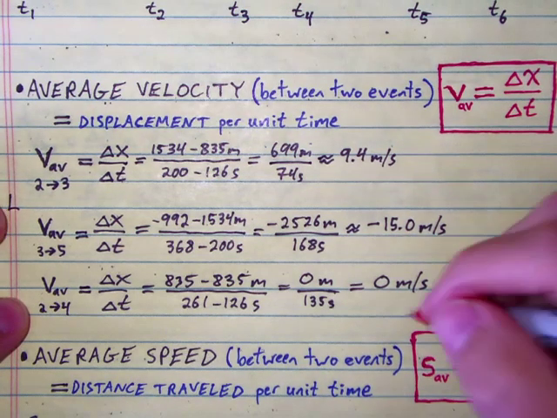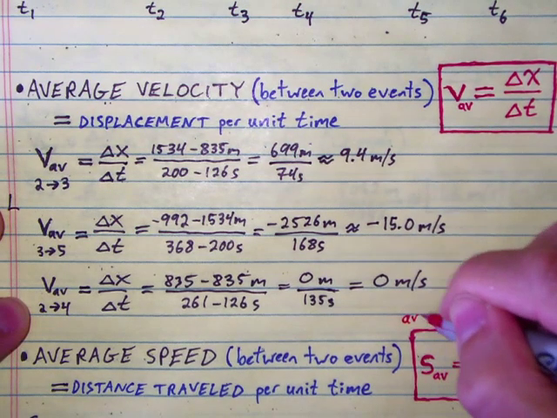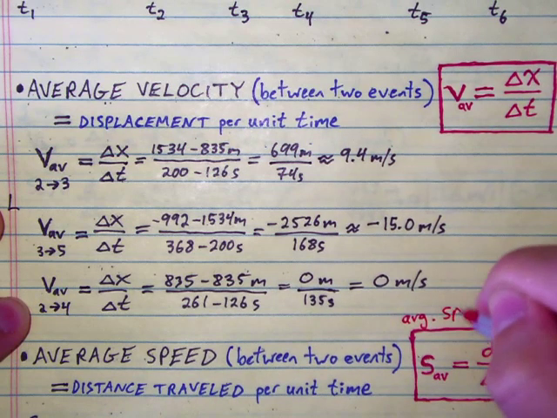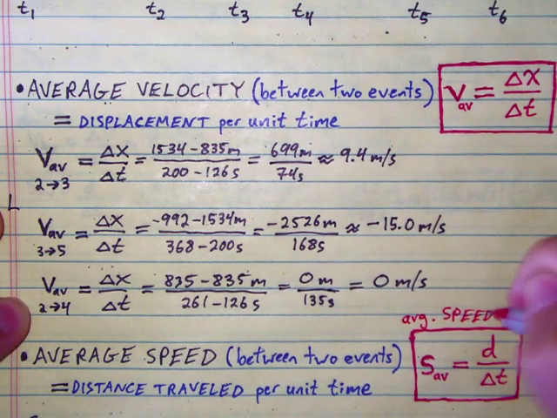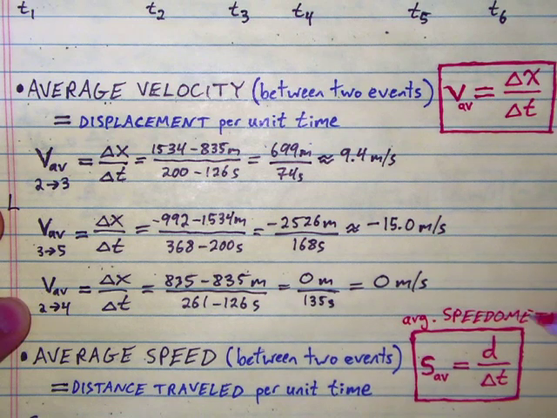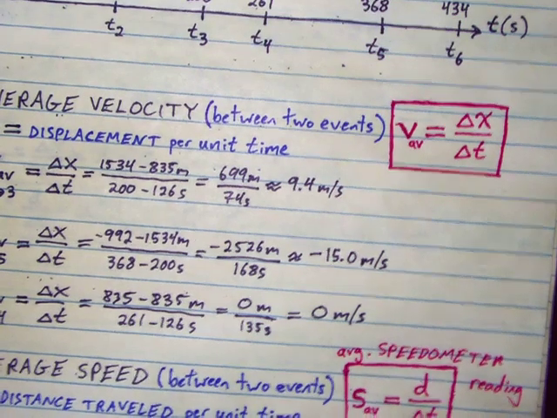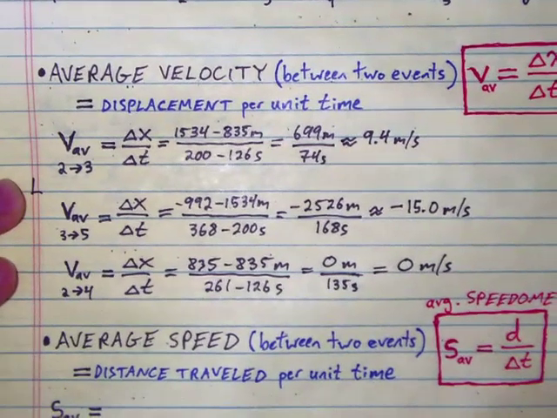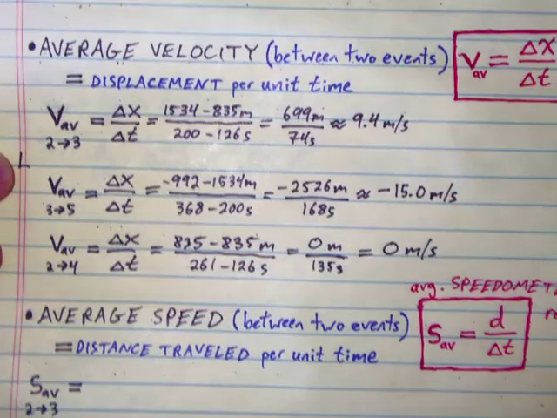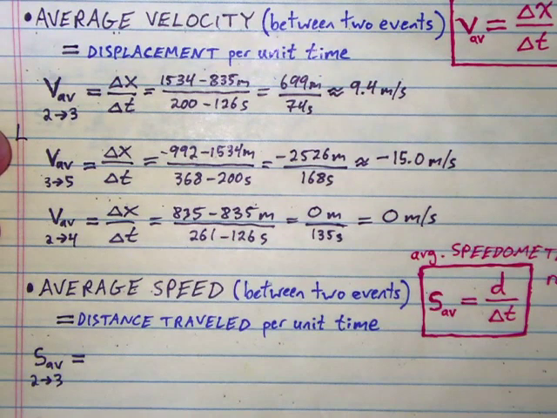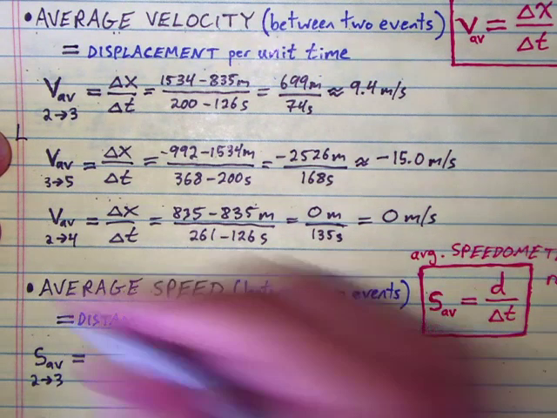Best way to think of average speed is as the average reading on your speedometer in your car as you're traveling. This is your average speedometer reading. That's what we mean by speed, to distinguish it from velocity. Okay, so let's figure out what your speedometer would say on average as you're traveling between events 2 and 3.